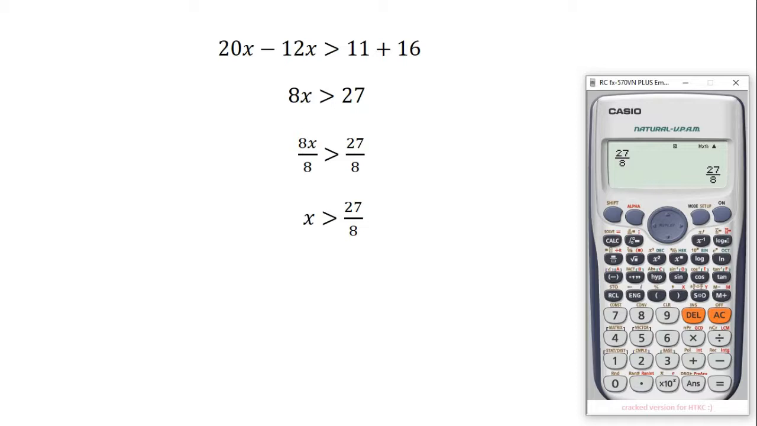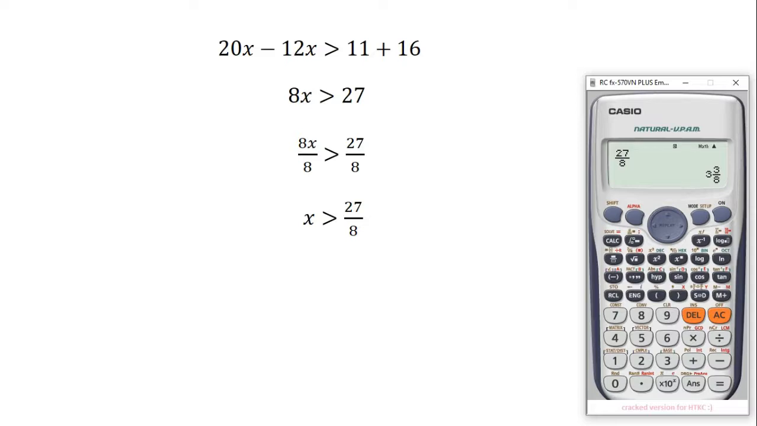We want to change this to mixed fraction or mixed number because that is how we want to represent our answer. Now to do that, this is what you do. Remember, if you press 27 over 8 on your calculator, press equal to, such that you have 27 over 8 on your calculator also at this side. So you have one here, then you have the other one here. Now you press shift, then you press on this button. You see there is a button with the S to D sign. You press on that button.